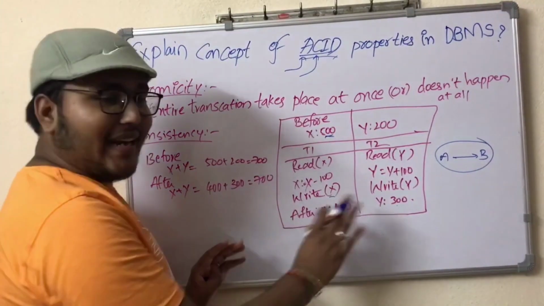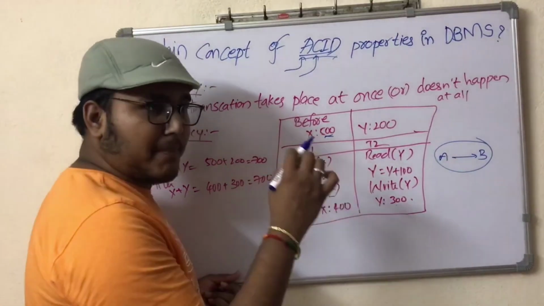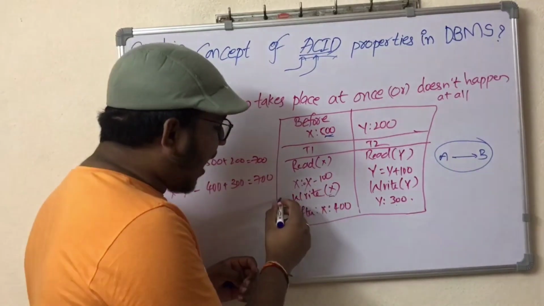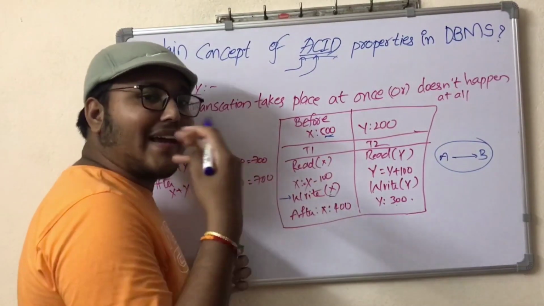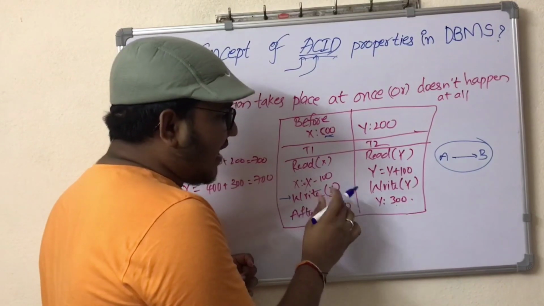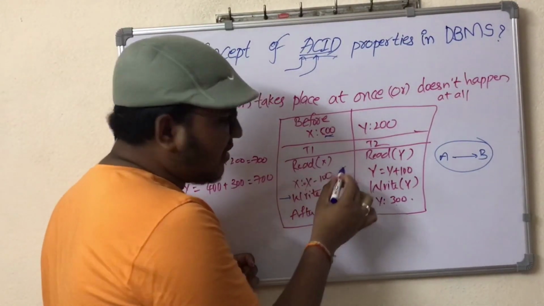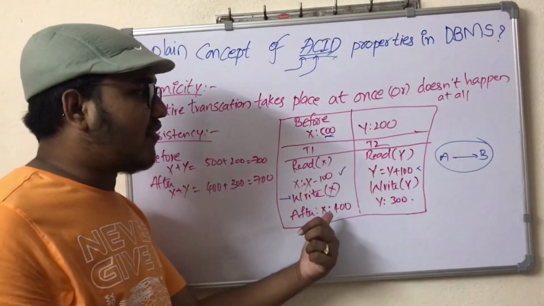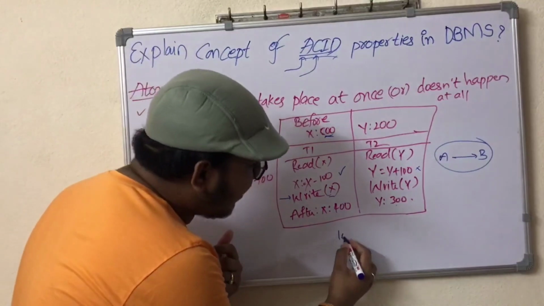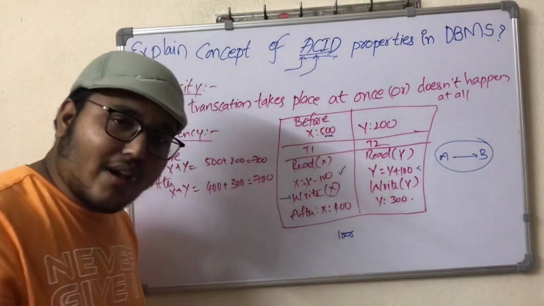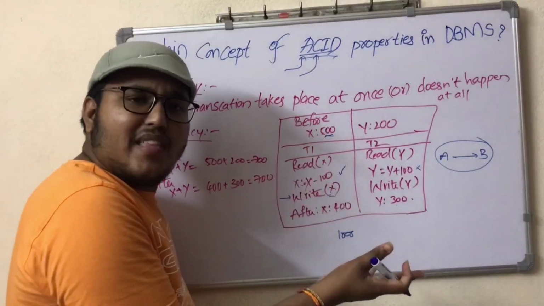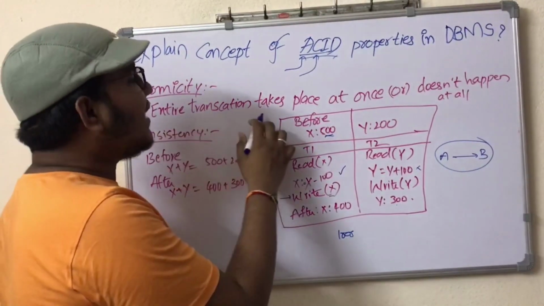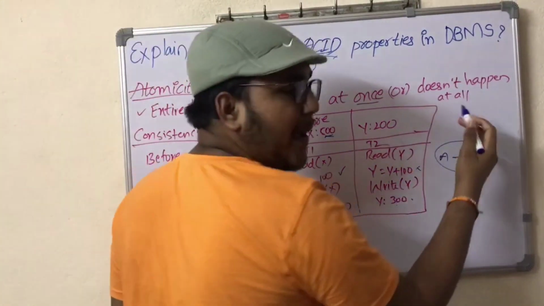If this is the transaction, what happens is that due to some external failure, there may be a database crash or anything else. Suppose after this write, there was a crash. After this crash, the value is decremented here and the value is not updated there. So at this point of time there was a loss of 100, right? If there is a loss of 100, there was a bug, so it should not happen. The atomicity principle says that the entire transaction takes place at once or it doesn't happen at all.